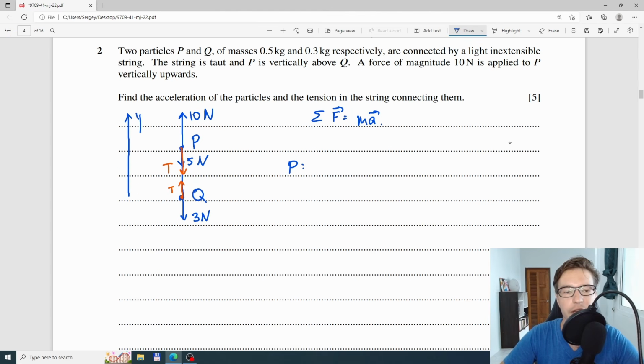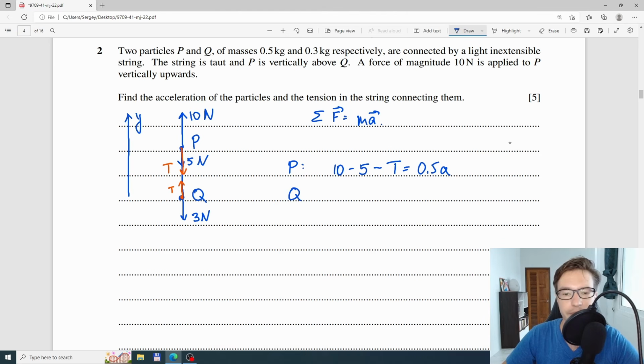Now let's say y-axis is pointing up. So 10 newtons on particle P upwards, so I'll take it with a plus sign. Also we have 5 newtons pointing downwards, the opposite direction of my y-axis, so I will take it with a negative sign. We also have the force of tension acting on the particle P downward, so it's going to be minus T. And all of that equals to ma, which is 0.5 times acceleration.